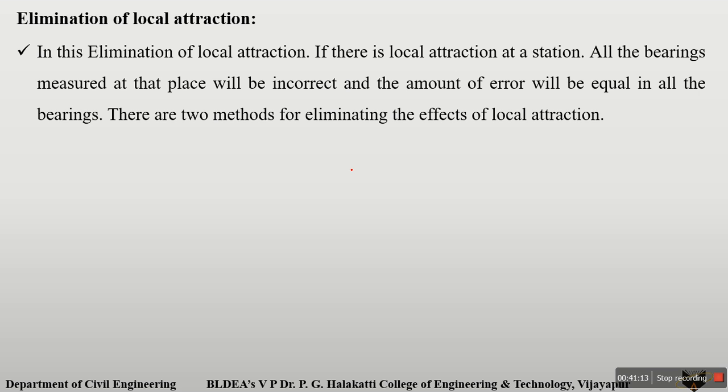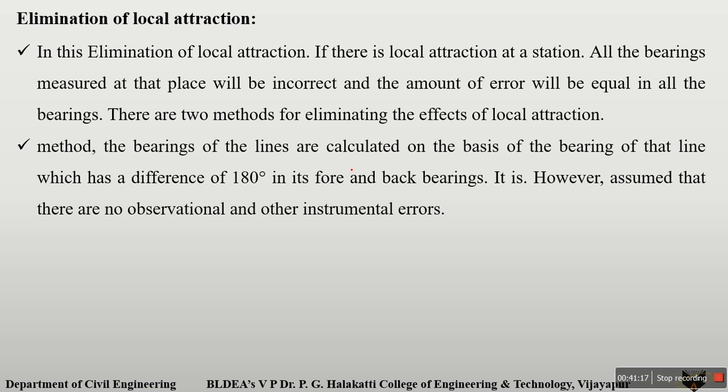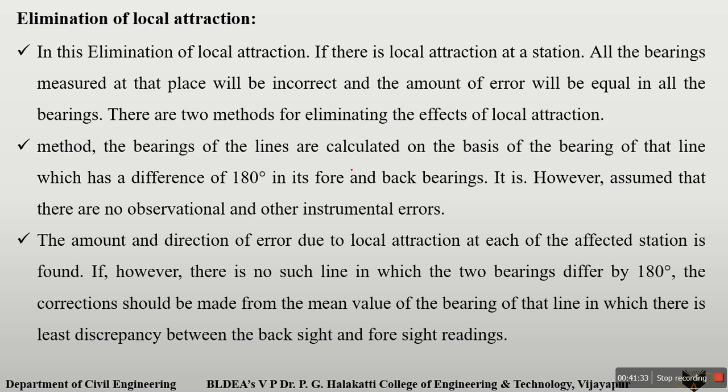Next we will discuss the elimination of local attraction. For elimination of local attraction, there are two methods. One is by observing the forebearing and back bearing. The other is by calculating the included angles. Here I am discussing only observing the forebearing and back bearing. Instead of explaining the method, I will directly solve one problem, and then you will come to know the steps for resolving the local attraction problem.